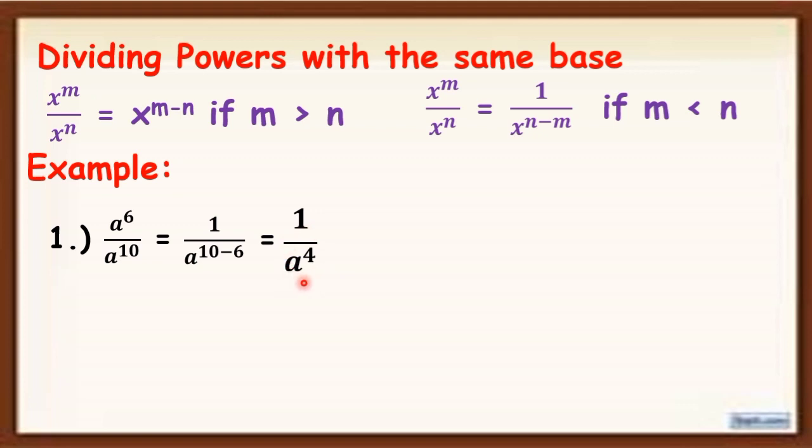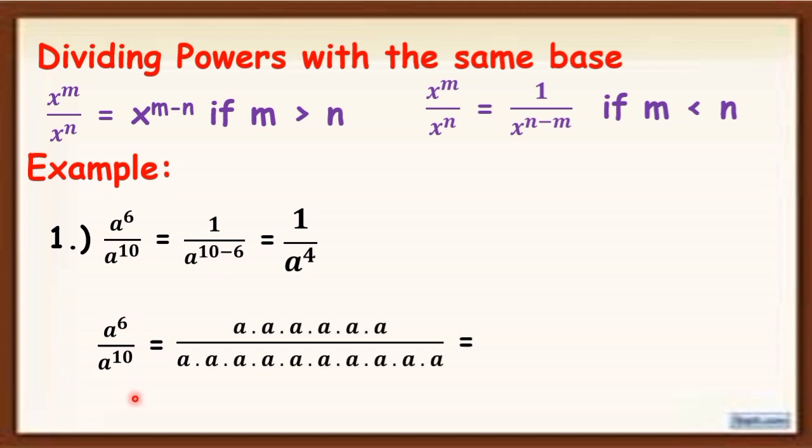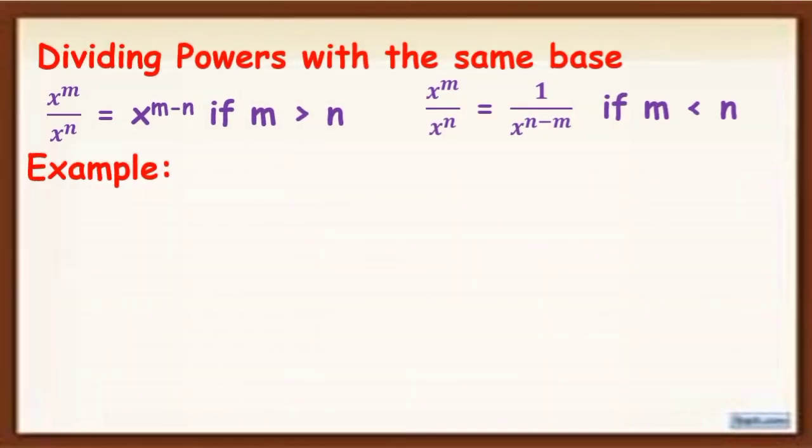So to understand it further, why do we come up with this answer? a^6 over a^10 can be written like this, and we are going to cancel the common factors. As you can see, there is no remaining factor in the numerator. It automatically has 1 there, and since there are 4 a's remaining in the denominator, that's why we have a^4.